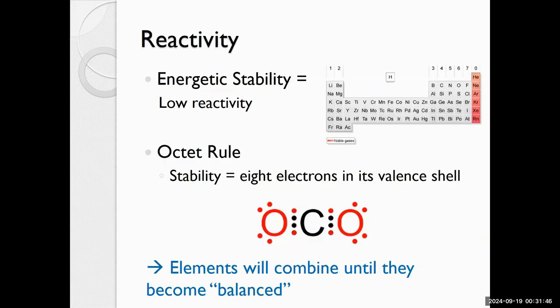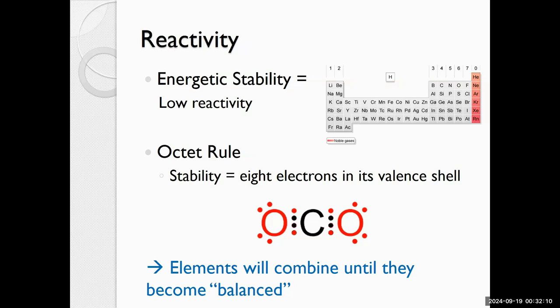Activity refers to its willingness to participate in reactions, how energetically seeking or stable it is. If something is stable, it means that it's not reactive. It will not participate in bonds because it doesn't need to. If it is highly energetic and unstable, it will be very reactive because it's seeking an extra electron to find that balance.